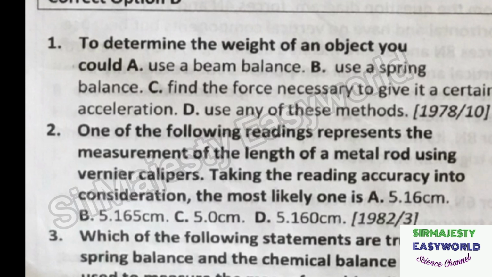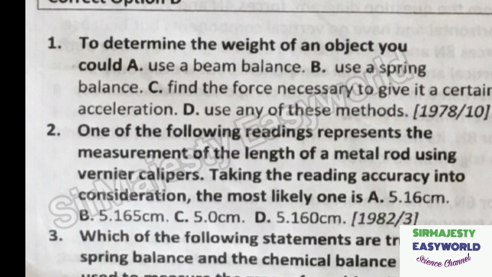Now remember that in JAMB, sometimes they give you more than one correct answer. What they're looking for is the one that is the most correct, that captures it the best. So in this case, use any of these methods. Of course, JAMB doesn't show you any steps, so you can't get half marks. Look for the one that has the best option.